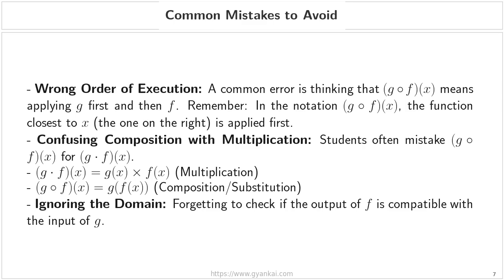Lastly, do not ignore the domain. As we mentioned earlier in the formal definition, you must ensure that the output produced by function f is a valid input that function g can actually accept. If the range of the first function does not fit into the domain of the second, the composition is not well defined. Keeping these 3 points in mind will help you avoid the most common errors. Now, let's wrap everything up with the key takeaways.